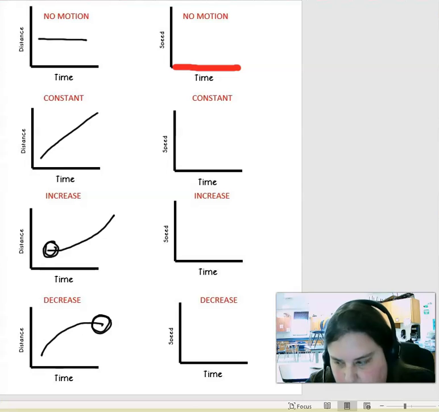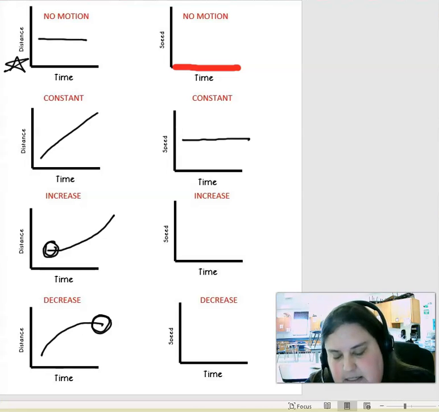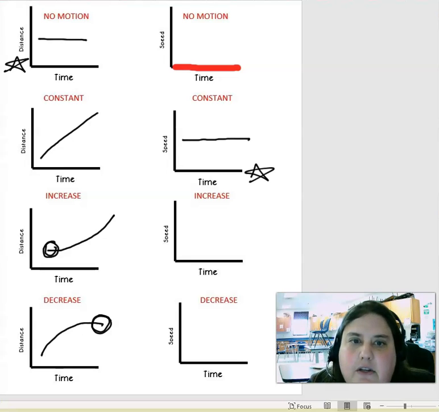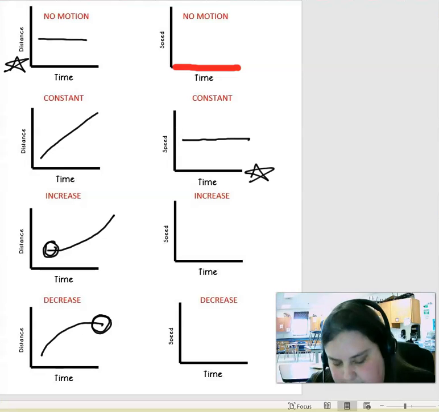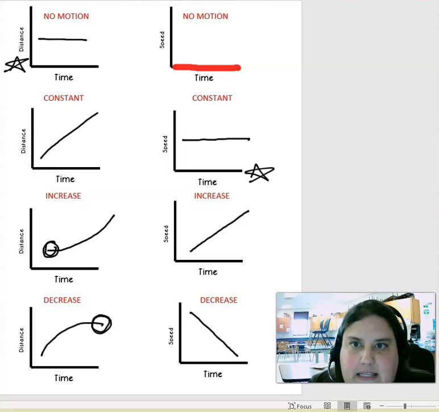For constant speed it is going to be a straight horizontal line. So notice that a distance time no motion graph and a speed time constant speed graph look exactly the same. The only difference is the motion is obviously different, but my axis label is going to be different. So I need to pay attention to those axis labels because they are going to mean different things for motion. Okay, on a speed time graph, increasing speed is going to look like this. And then for a speed time graph, decreasing speed is going to look like this.